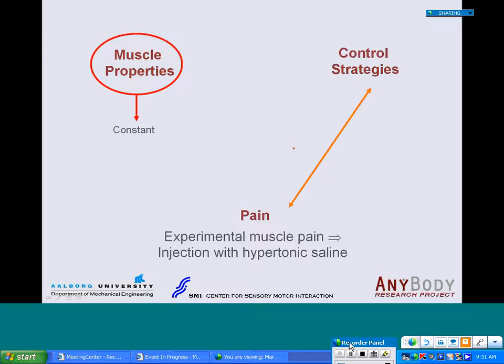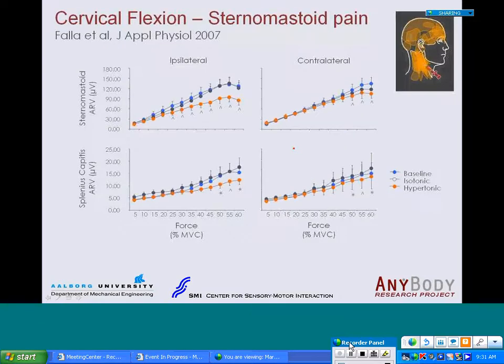So this has been done, for example, by Deborah Valla and co-workers, which is recently published in the Journal of Applied Physiology. What she did was to inject the right sternocleidomastoid muscle with this hypertonic saline, while asking the subject to produce a flexion force, an increasing flexion force. So in this upper panel, you have the EMGs of the sternocleidomastoid, and on the lower panel, you have the EMGs of the splenius capitis.